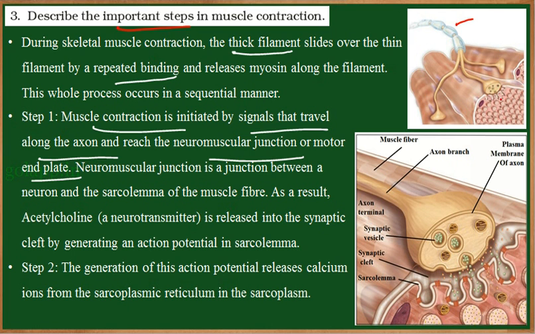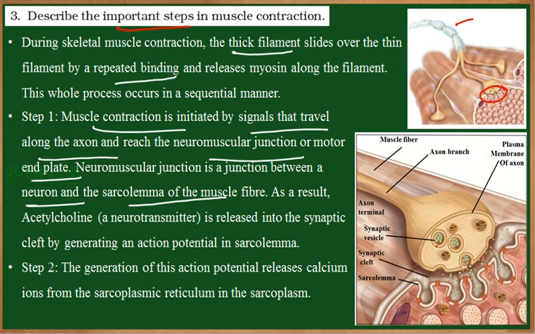So there is a point of attachment between the muscle and the end of the axon. This point of attachment is called the neuromuscular junction. So this fine space between the end of the axon and the muscle cell is called the neuromuscular junction. That is present between the neuron and the sarcolemma of a muscle fiber. Sarcolemma means the plasma membrane of the muscle fiber. And this end of the axon has synaptic vesicles containing neurotransmitters.